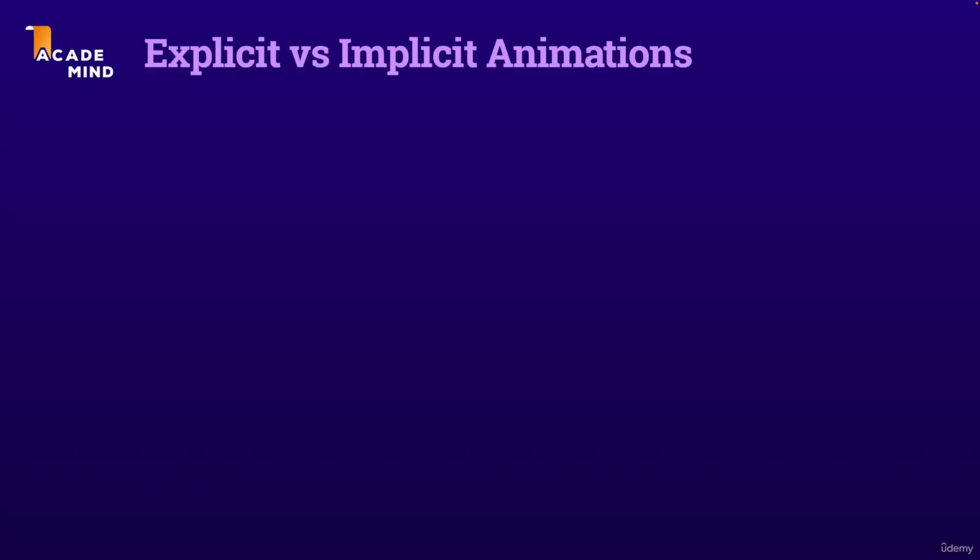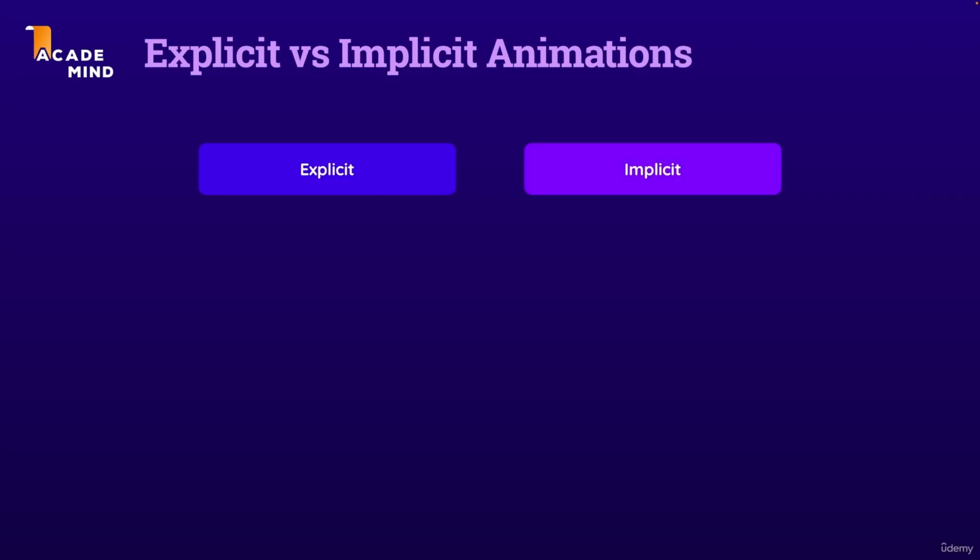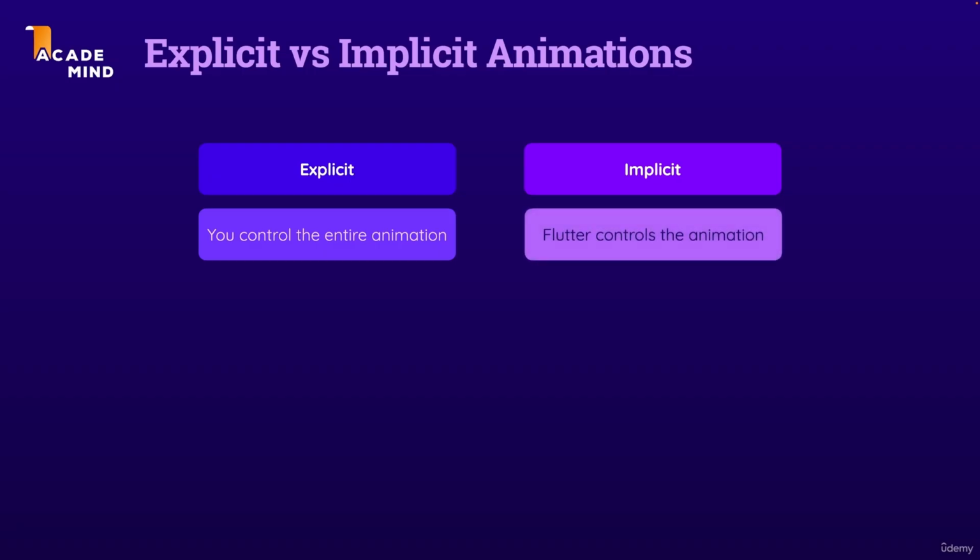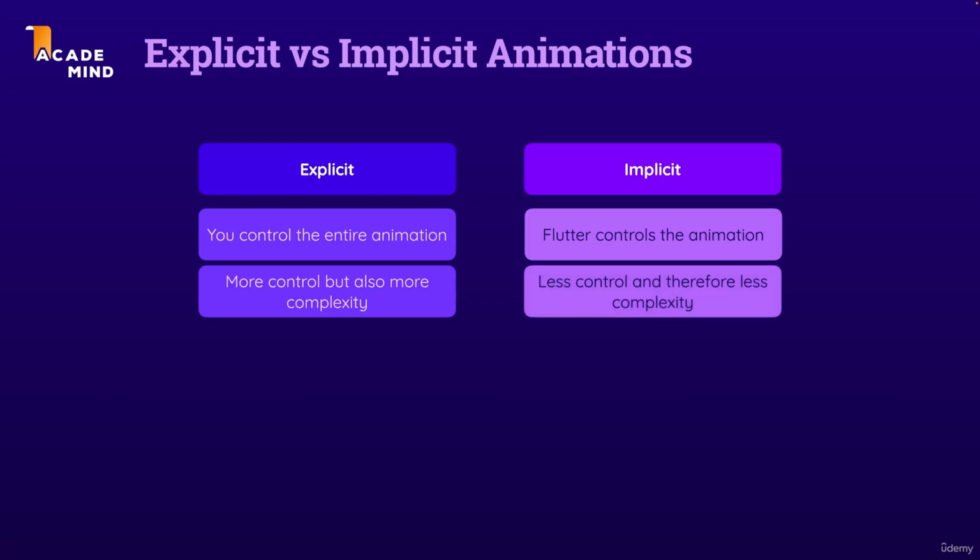Now, we will start by adding an explicit animation, but of course, for that, you first of all must understand what the difference between explicit and implicit animations is. And in the end, the difference is that with explicit animation, you build and control the entire animation. You have detailed control over its configuration, whereas with implicit animations, Flutter controls the animation and does a lot of work for you. Therefore, with explicit animations, you have more control, but also more work to do, and therefore more complexity. And on the other hand, with implicit animations, you have less control, but therefore also less complexity to manage.